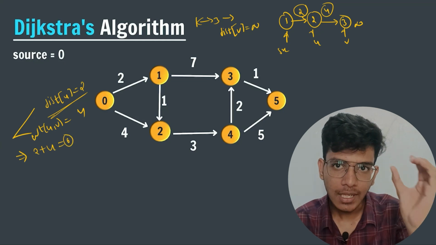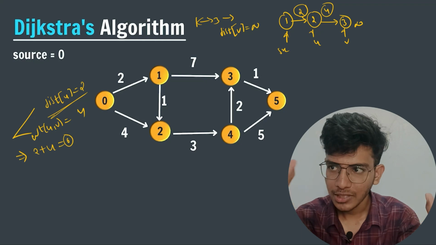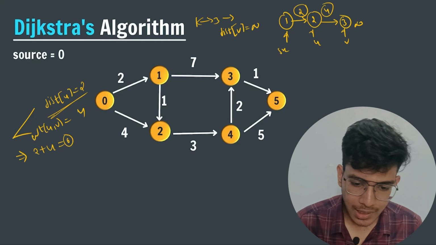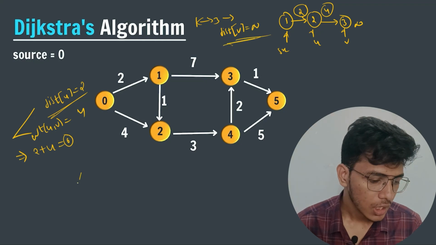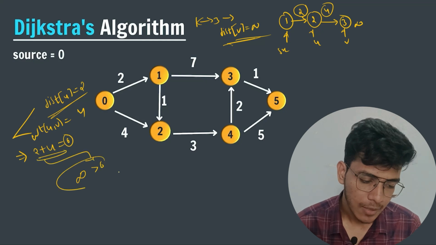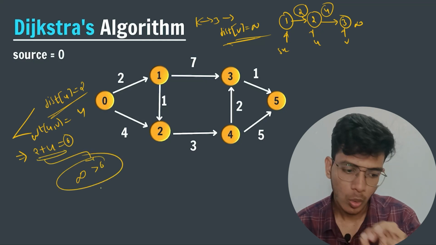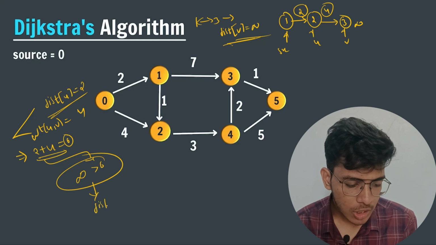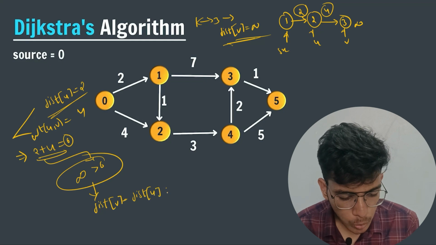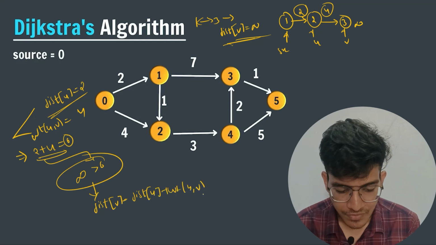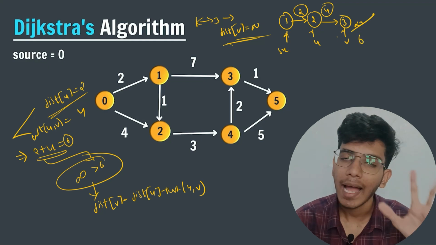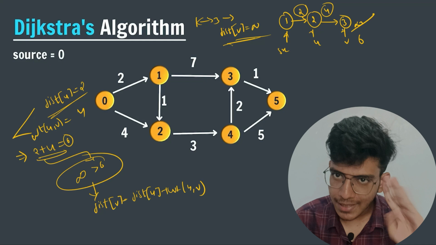After calculating the sum of distance of u plus weight of u comma v, I am comparing whether the distance of v, which is infinity, is greater than the sum of these two, which is 6. If this condition is true, then I will change the distance of v to distance of u plus weight of u comma v. This is what I am doing. So I will change from infinity to 6. Like this I will calculate.